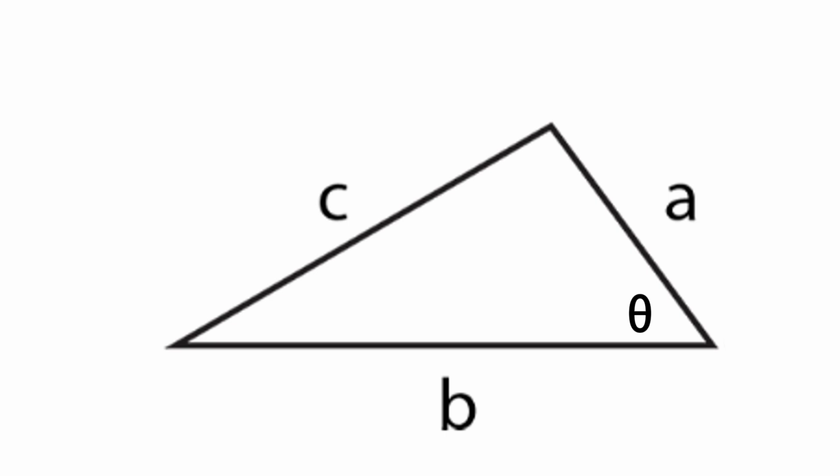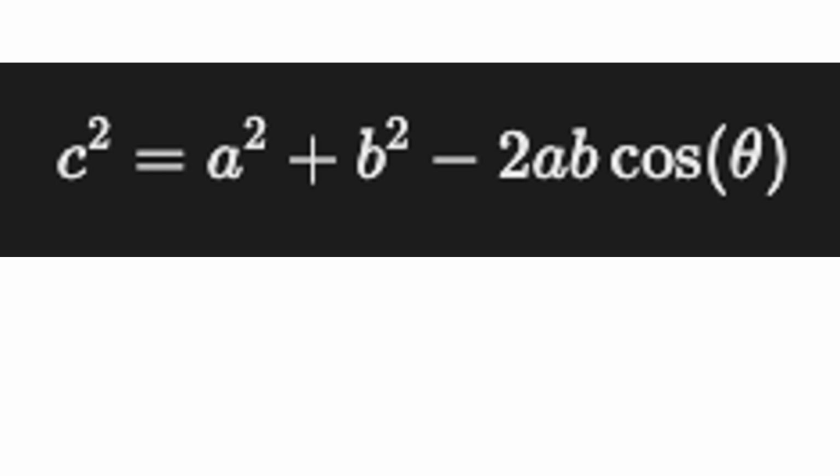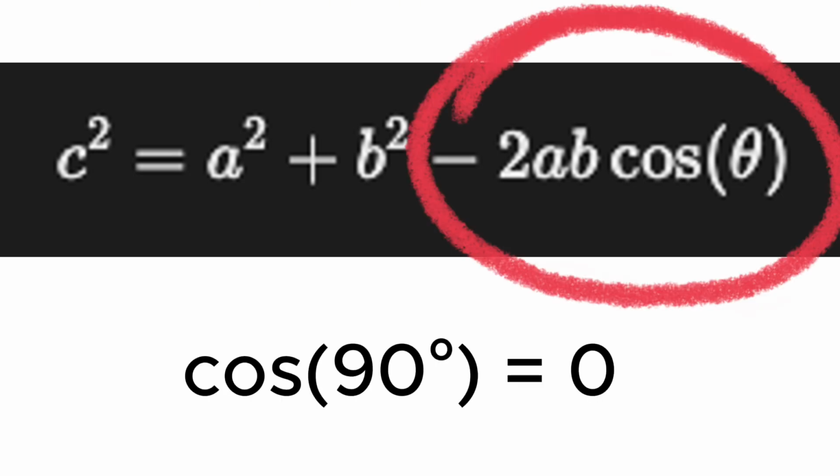As for the law of cosines, C squared is equal to A squared plus B squared minus 2AB times cosine of theta. And that's the law of cosines. Let me explain. In case of 90 degrees, cosine of 90 is 0, so this entire thing becomes 0, and what we're left with is just C squared equal to A squared plus B squared.